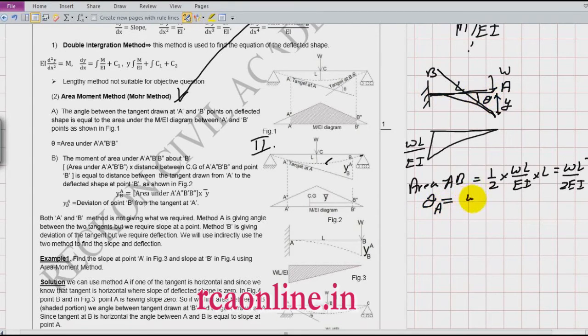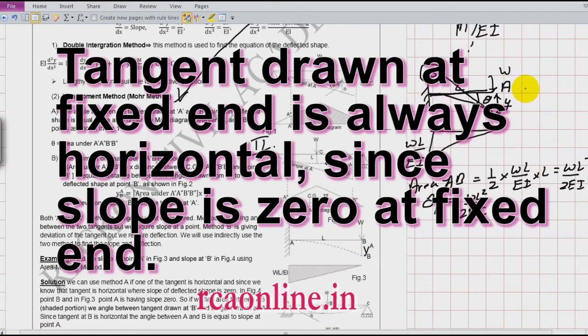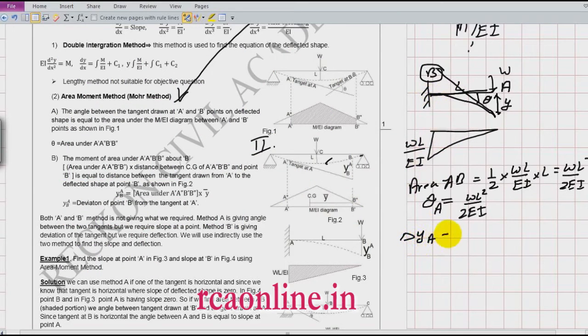It is WL square over 2EI. Now how will I get this? Because I know that at B the tangent is horizontal. So this is a very powerful method for a cantilever, because I know that the tangent drawn at the fixed end will always be horizontal. Clear?